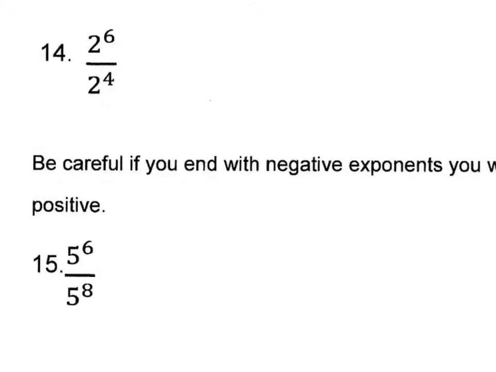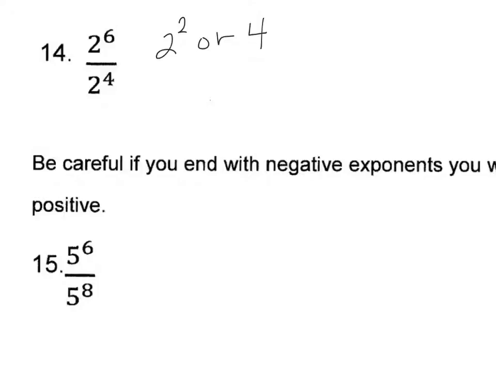And this one is also acceptable. On number 14, we have 2 to the 6th over 2 to the 4th. And so we have 6 2's on the top. So one way to think of it is you got 6 on the top, 4 on the bottom. How many sets would you be able to cancel? Well, you'd be able to cancel 4 sets, leaving you with 2 in the numerator. And so your answer here is 2 to the 2nd, or 4.